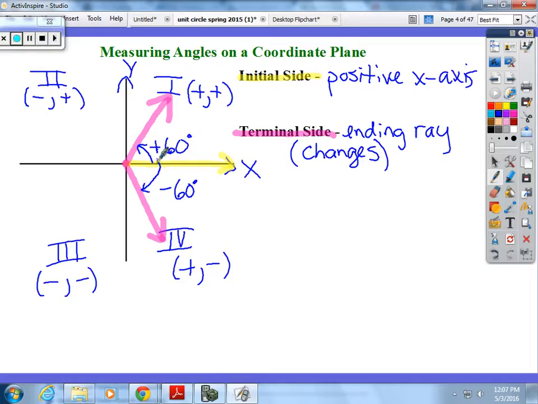That's because this one is opening in the positive direction, which is counterclockwise, the counterclockwise direction, so CCW. If it's a negative angle, that means it's opening in the clockwise direction.